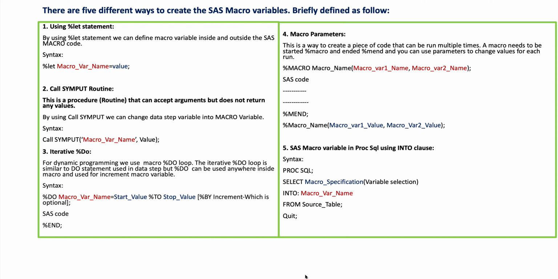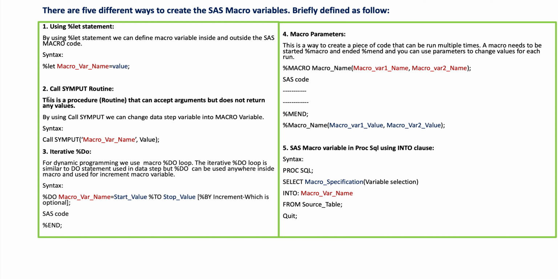Number 1, using %let statement. By using %let statement, we can define macro variable inside and outside the SAS macro code. If we define inside the macro code, then it is called local macro variable. If we define outside the macro code, then it is called global macro variable. Syntax is given here: %let macro_var_name, that represents the macro variable name we have to provide here, equal value, that value represents the value of macro variable which we have defined.